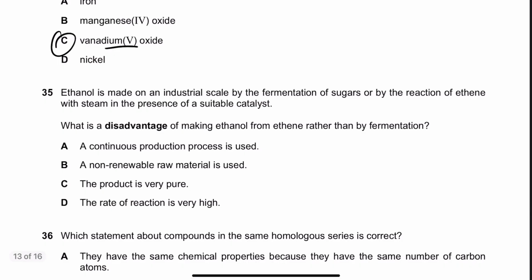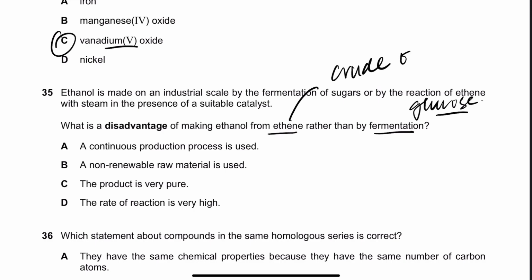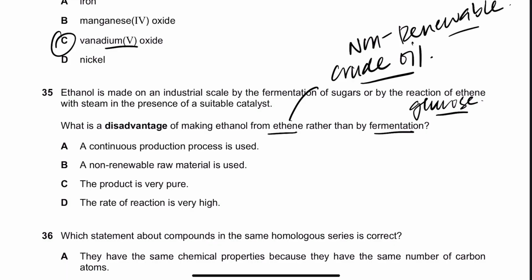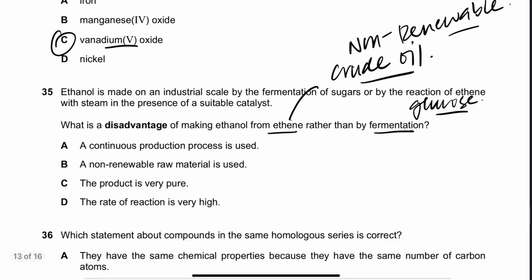What is the disadvantage of making ethanol from ethene rather than by fermentation? Fermentation uses glucose, which is a renewable source of energy. Ethene comes from crude oil, from the cracking of alkanes, and crude oil is a non-renewable source of energy. So what is the disadvantage of making it from ethene? It's a non-renewable source of energy. And C, a non-renewable raw material is used.